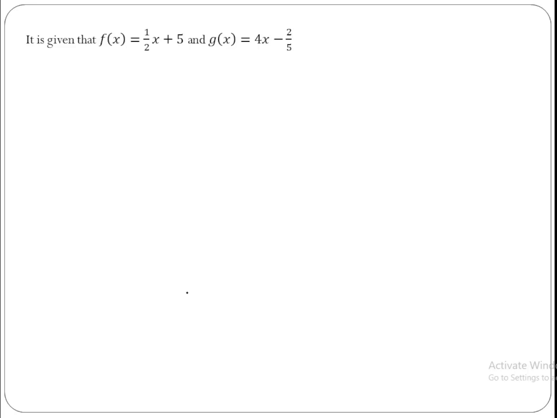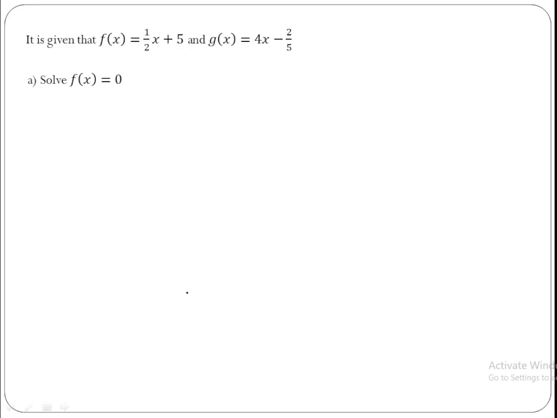The main question statement is: it is given that f of x equals half x plus 5 and g of x is equal to (4x minus 2) over 5. These are the given functions. With these functions, we have to do all the subparts a, b, c, d and e. Okay, shall we proceed? Yeah.